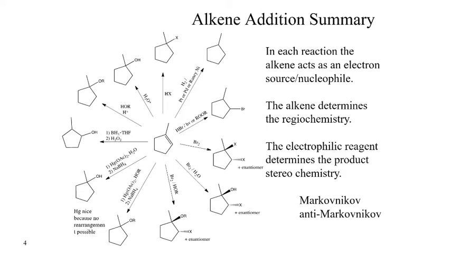So our alkene will determine the regiochemistry, where those individual pieces go, and some of that stereochemistry is going to be dictated by your reagents and their mechanisms. You may hear reference to this term Markovnikov and anti-Markovnikov. Just like with Zaitsev, which I don't think I ranted about, I don't like the use of these terms.